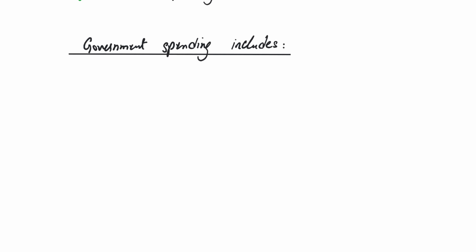So next we're going to talk about what government spending includes. Where does the government spend the money, and why do they make these types of spending? Now, the first thing I definitely want to mention is why government spending increases.